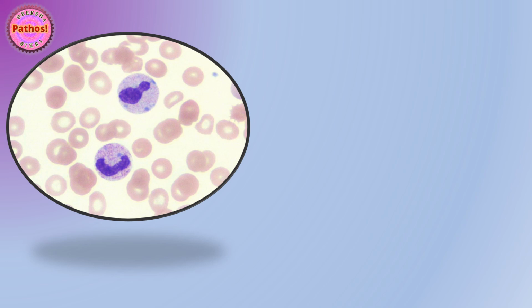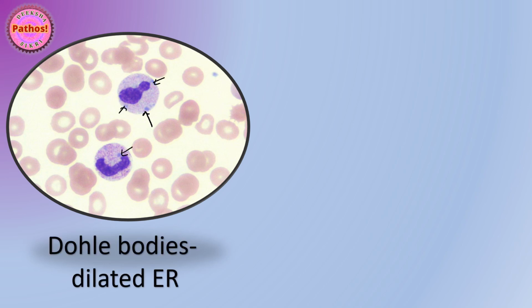You can see here neutrophils, right? And in the neutrophils, you can make out these dark basophilic inclusions. These are called Dohle bodies, which are dilated ER, and they're seen in conditions where there would be sepsis or toxic granulation or just increased activity of neutrophils.